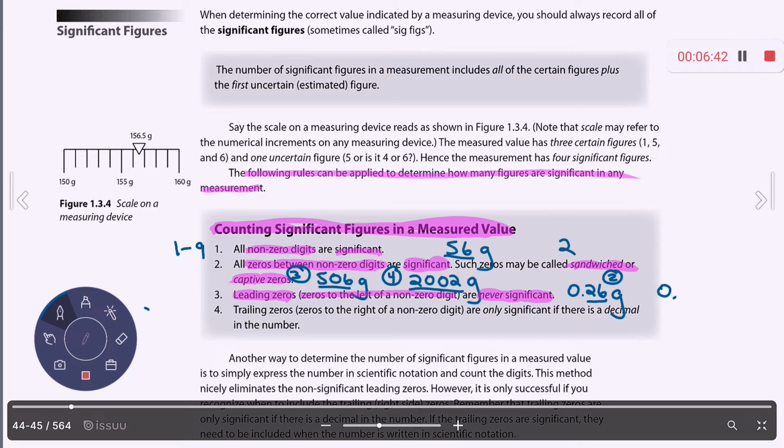If you have 0.001 grams, those zeros in front of the 1, even though you have 2 zeros after the decimal, they still don't count. We only have 1 significant digit. Does that make sense? Okay.